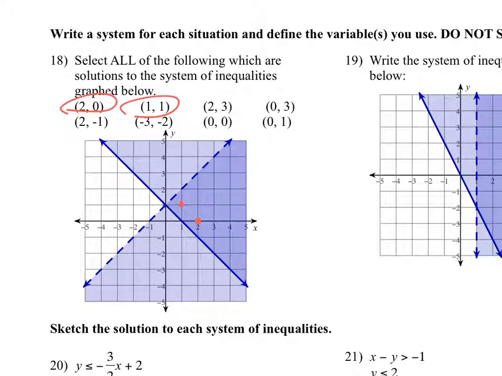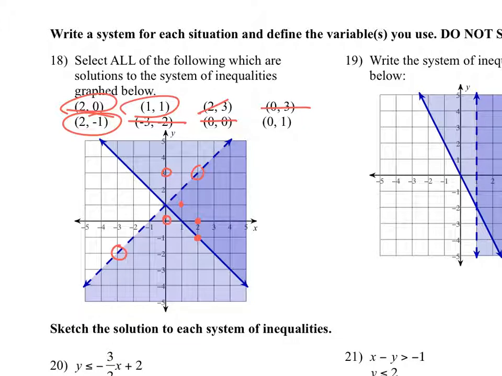If I graph (2, 3), (2, 3) is on a dashed line. That is not a solution. (0, 3) is not in the double shaded area. It's not a solution. (2, -1), that's on my solid line next to the double shaded area, so that one does work. (-3, -2), that's on the dashed line, and it's not even in the double shaded area, so that does not work. (0, 0), same issue, not in the double shaded area.